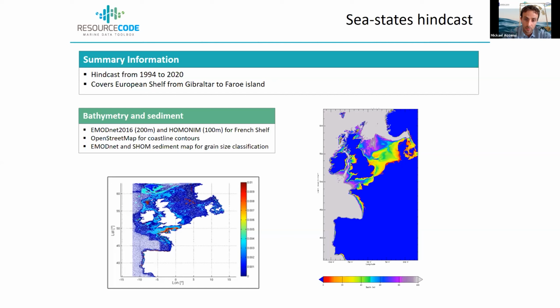For the coastline contour, we used the polygon provided by OpenStreetMap. To get a more realistic bottom friction parameterization, we defined a grain size classification based on the sediment map provided by EMODnet and SHOM. In the figure below, you have the map of the grain size classification, and you can see that it changes a lot depending on the area in the domain. They have a strong impact.